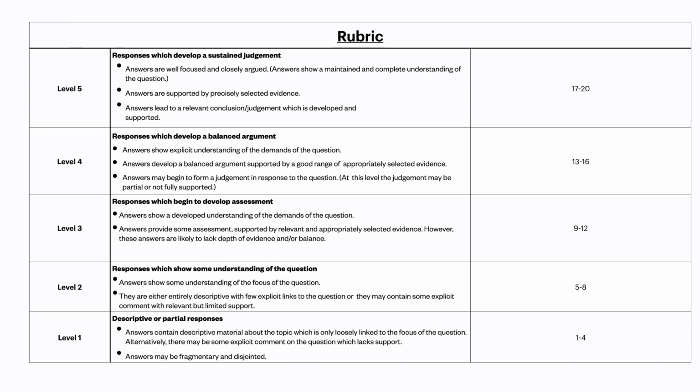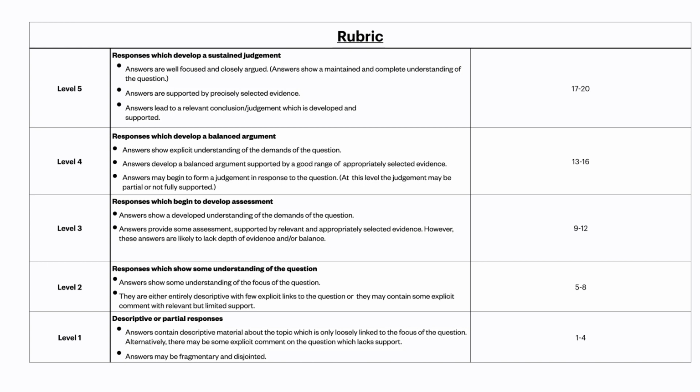Level 3, you understand the demands of the question. You've supported and challenged the prompt, and you have provided evidence for it, but that's all you did. You didn't form a judgment in response to the question. You've just said, here's the support for the prompt, here's the challenge for the prompt, without really going into a judgment. That would be how you fall into level 3.